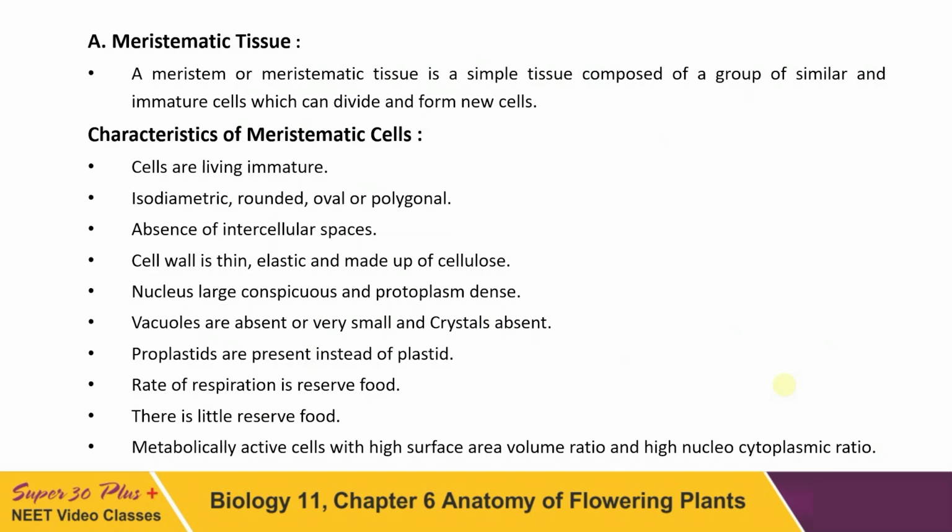Come to this first. What do we mean by meristematic tissue? Meristem or meristematic tissue is a simple type of tissue composed of a group of similar or dissimilar cells. These cells are immature and they have the potential of division to make new cells.